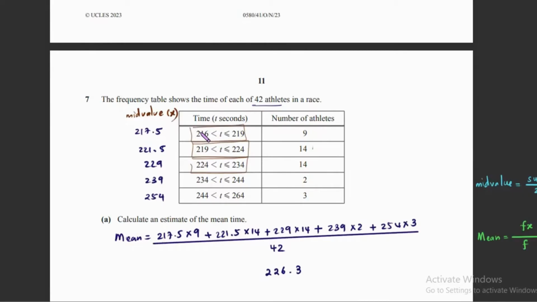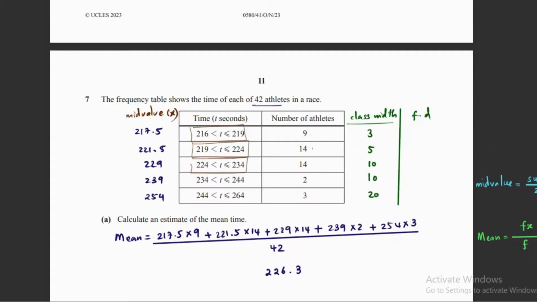The class width is the distance in between the two numbers that are given to us, the smallest and the largest number. And then we can calculate the frequency density. First, I'm going to add another column here for class width. We will first calculate the class width for each of these class intervals given. Then we can calculate the frequency density. So here, 216 to 219, it's a 3. 219 to 224, we have a difference of 5. Then 224 to 234, it's a 10, another 10, and then we have a 20 here.